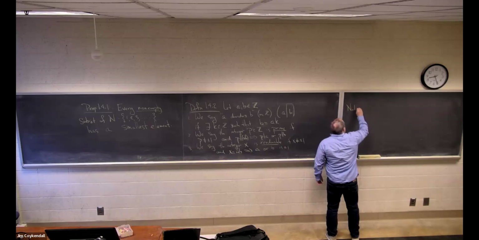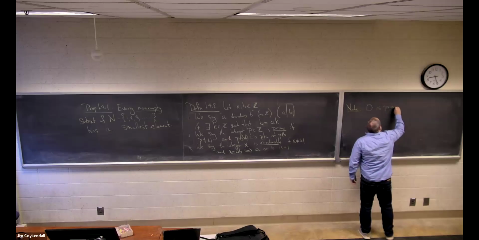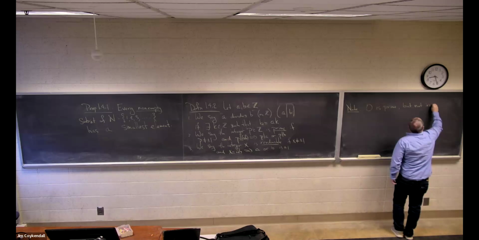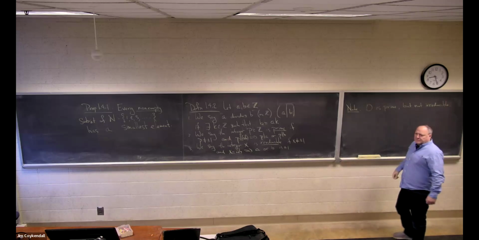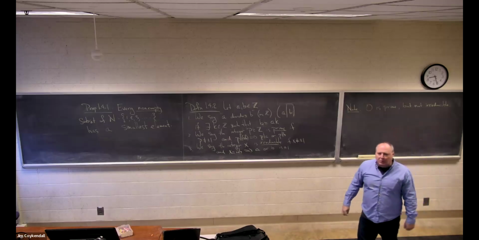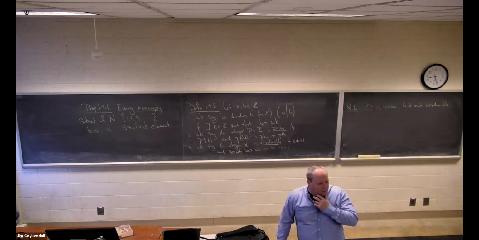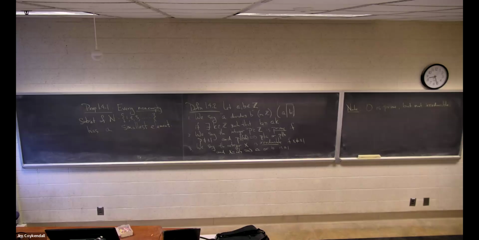Note 0 is prime, but not irreducible. Ooh, that sounds like something we should prove. Can anybody tell me why it's not irreducible? Irreducible means if you can ever factor it, one of the factors has to be plus or minus 1. Can anybody factor 0? Yes.